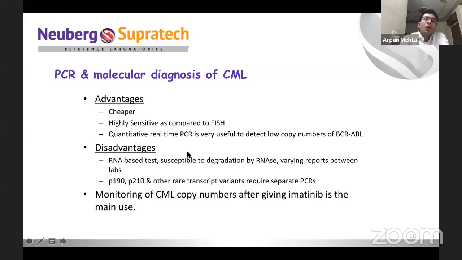Now the advantages of detecting CML by molecular techniques are its cost, that is it is cheaper, its high sensitivity as compared to FISH, and its ability to detect low copy numbers of BCR-ABL1. However, it also has disadvantages, that is, it is an RNA-based test, so it is susceptible to degradation by RNases, and separate PCRs are required to detect separate transcripts. But molecular monitoring of CML copy numbers after imatinib is its main use.